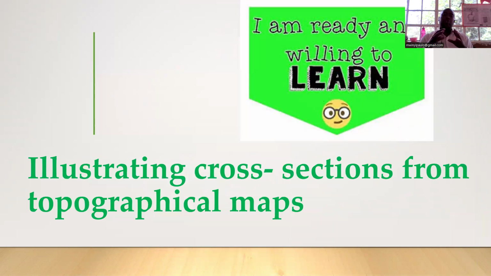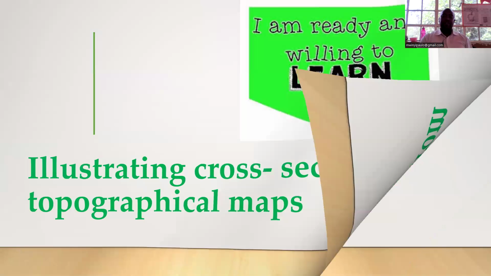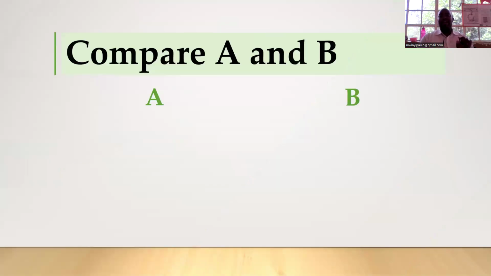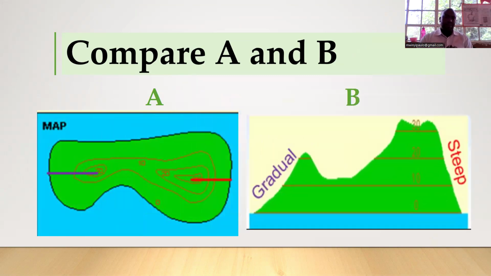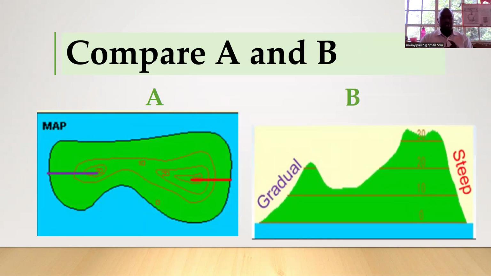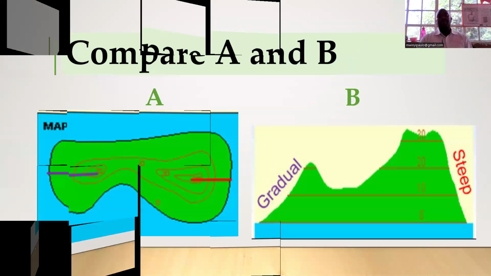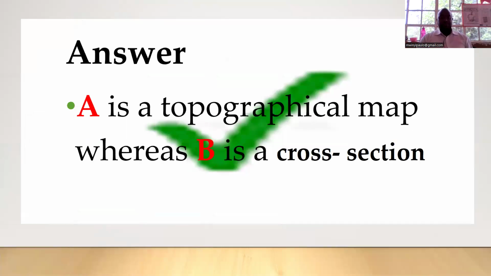Next, we want to know how to illustrate cross-sections from topographical maps. Illustrating cross-sections from topographical maps. Kindly compare A and B. Look at A keenly and look at B keenly. What do you see? What's the difference? Are they similar? Are they related? Is there correlation? Good. Let me now give you the answer.